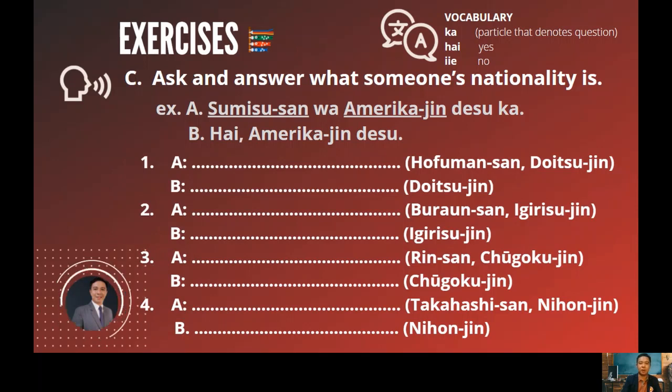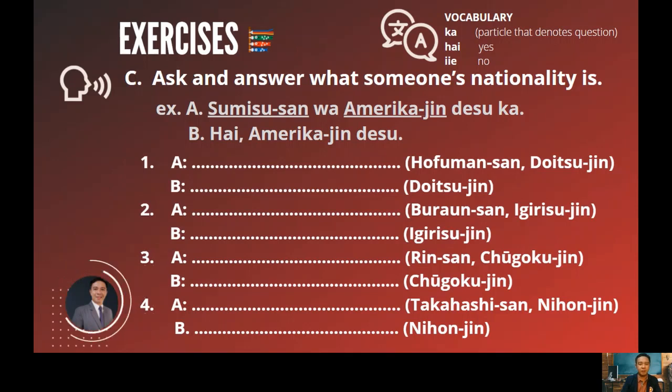Ask and answer what someone's nationality is. For our additional vocabulary, we are going to use the particle that denotes question, which is ka. And we have hai, which means yes, and iie, or no. Okay, let's take the example.